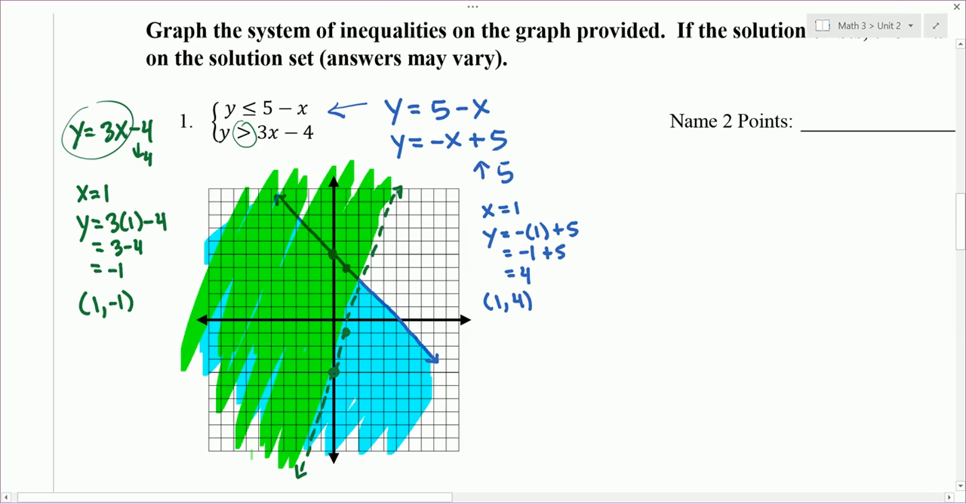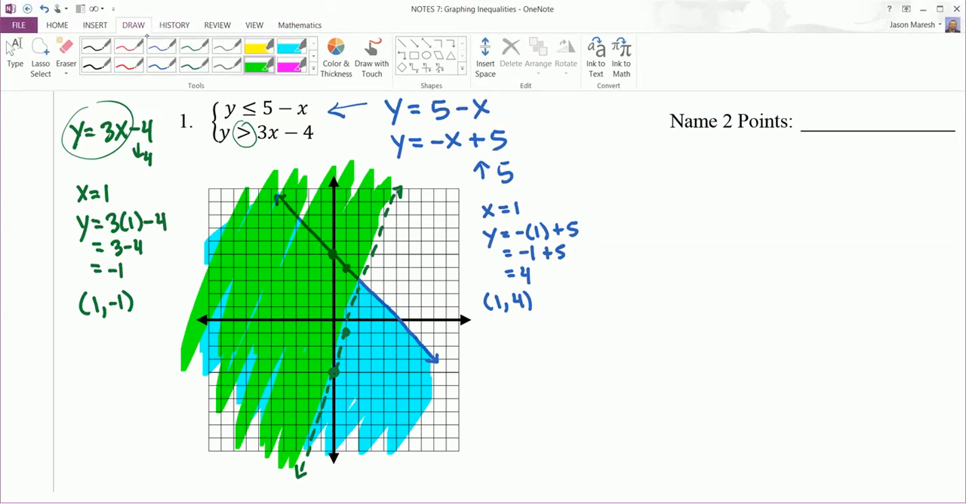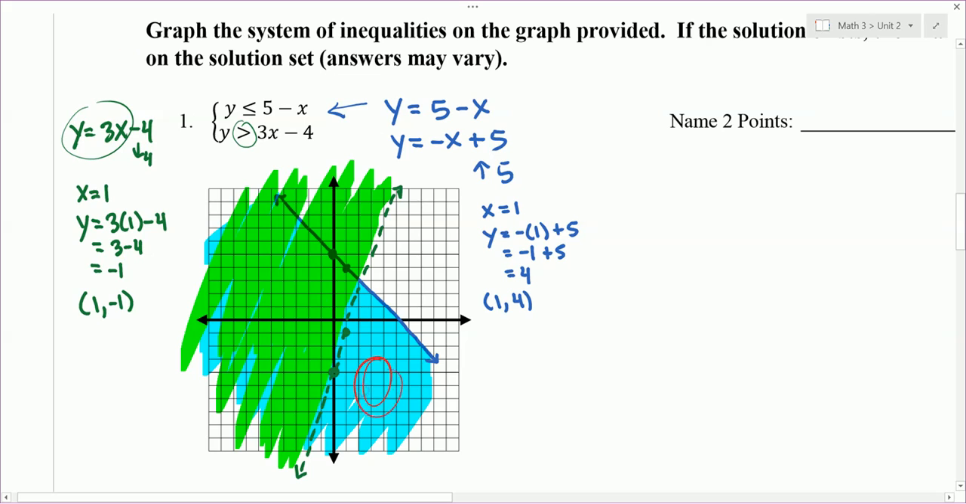Now our solution is where the shadings are both at the same time. If you notice in this region here in the fourth quadrant, you just have the blue, or right up here at the top you just have the green, or over on the right you don't have any shading. So the solution is not in any of those spots. The solution is where both shadings are at the same time.